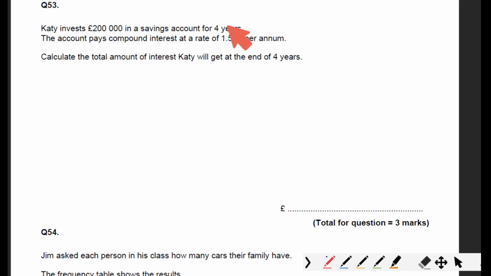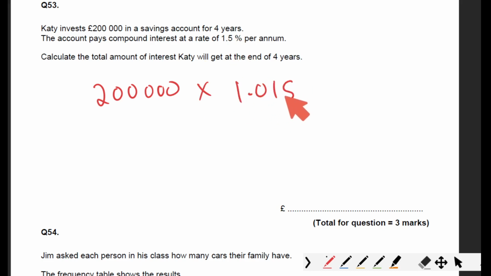Right, need to answer the question now. We start off with £200,000. The bank's going to pay interest, so it's a percentage increase. It's going to increase by 1.01, that's 1%, and then put the 5 there, that's 1.5% increase over the period of 4 years, to the power of 4. It's what you need to do on the calculator.